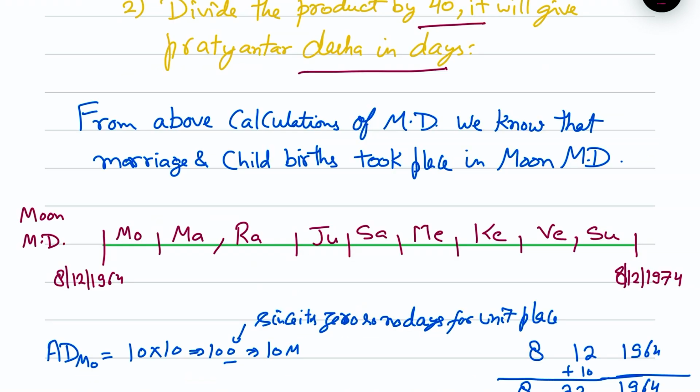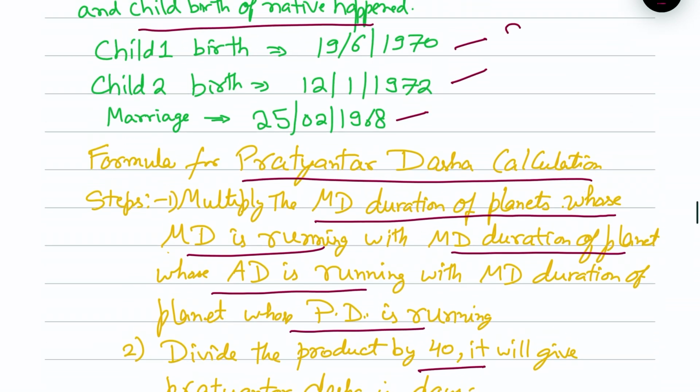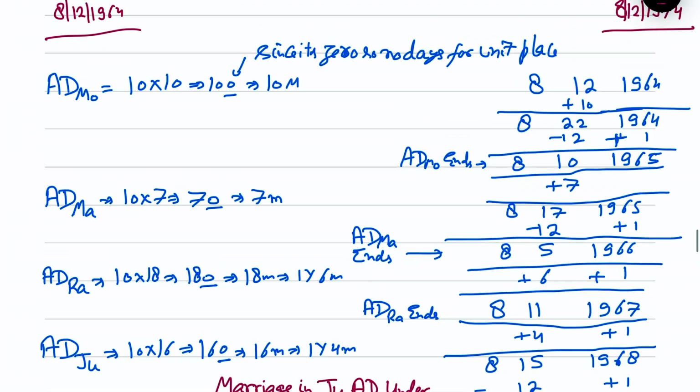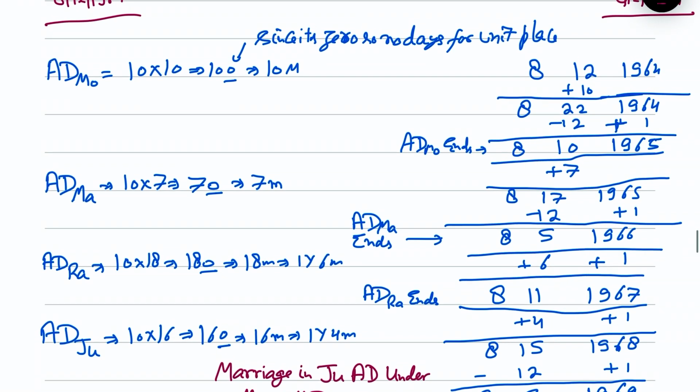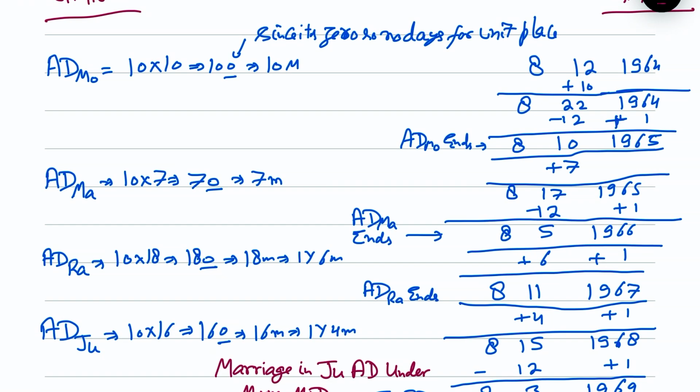Now let's do the calculation. The Mahadasha we know was Moon Mahadasha, as I showed above. Moon Mahadasha started at 8/12/1964 and ended on 8/12/1974, and both marriage and children were in between Moon Mahadasha. So a simple calculation: Antardasha of Moon is 10 into 10, since it is Moon Mahadasha, so 100, which is 10 months. So we'll add these as shown above in the Antardasha calculation. I don't want to spend much time.